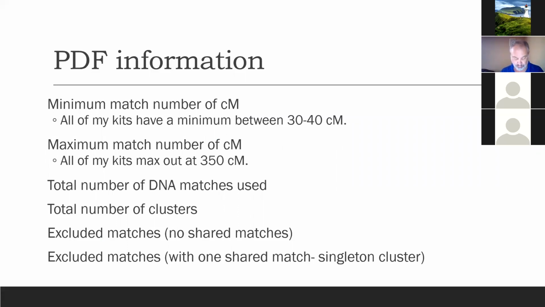So they're not giving you the high matches. They're not showing you your parents and your children and other people who are really close to you, first cousins, for example. They're not giving you those matches. That's just clutter. That's not going to help you find a common ancestor. It does tell you the total number of DNA matches used. It'll tell you in the PDF the total number of clusters, the excluded matches, so that's the ones that have no shared matches, and it also tells you the excluded matches that have one shared match, and they call that a singleton cluster. So it wouldn't form a square, cluster square, it's just going to be a single dot.